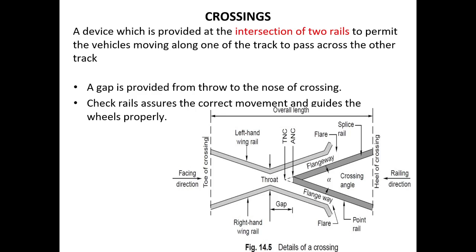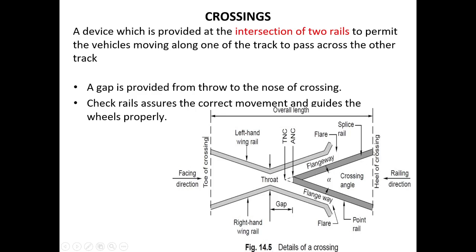So why is this crossing done? If a train needs to move from one track to another, that intersection of two rails helps to move the vehicle from one track to the other track. This is nothing but the crossing. Okay, so we can see the details of the crossing. See, these are the wing rails.